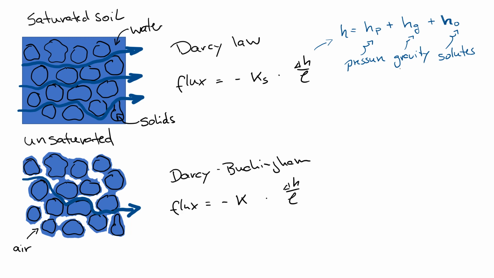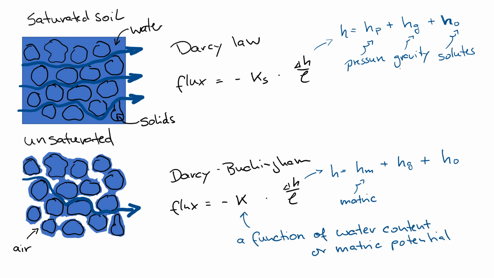When we go to unsaturated soils, we change Darcy's law in two major ways. The first one being that the driving gradient now includes the matrix potential, and the pressure potential here being zero because we are at unsaturated conditions. And the other change is that the hydraulic conductivity now becomes a function of matrix potential or water content, where the hydraulic conductivity decreases with water content and decreases also with matrix potentials becoming more negative.